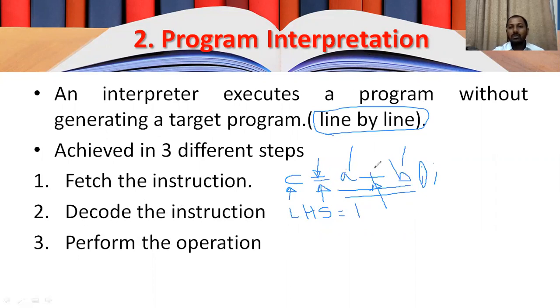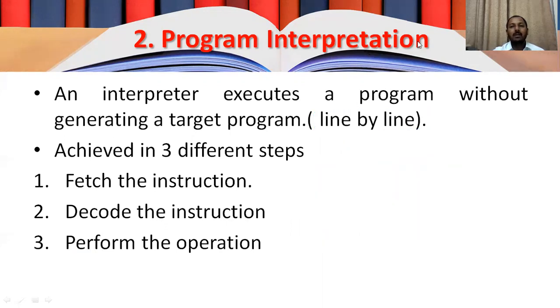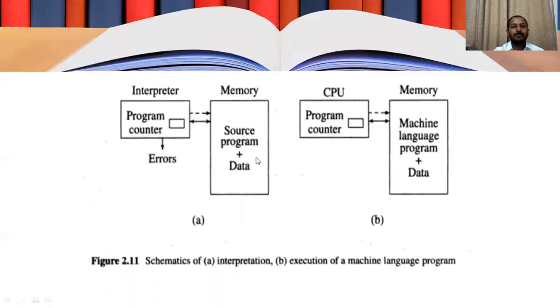Now whatever the value is given for A and B, suppose A is given a value of 5 and B is given a value of 6, it will perform the operation. The meaning of this particular expression, this instruction, is nothing but printing the output as 11. I hope you cleared the steps: fetch, decode, and perform the operation. So this is nothing but a program interpretation.